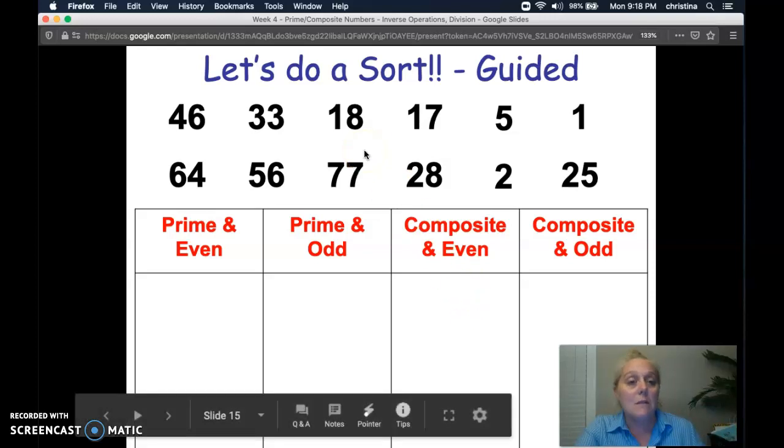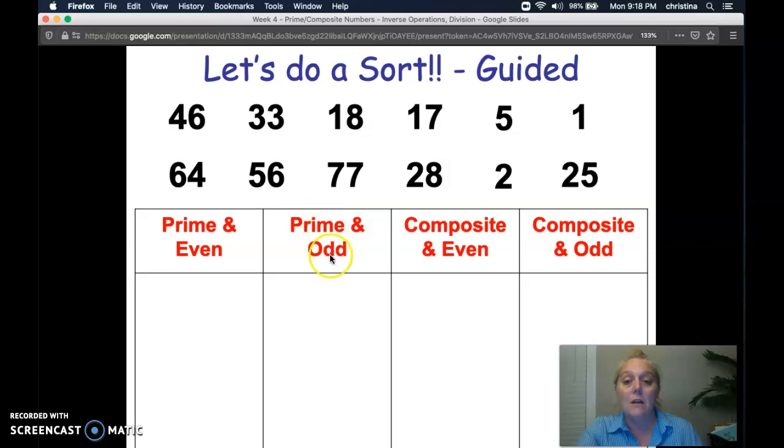Okay, so now let's look at some of our odd numbers here. We've got 33 and we know it's odd. So it's either going to go under prime and odd or composite and odd. So 33 is 1 times 33, but 33 is also a multiple of 3. If you count by 3, you'll get to 33 and it will take you 11 threes. So you can do 3 times 11. So 33 would go over here under composite and odd, along with the number 77 because 77 is 7 times 11. So it has more than 2 factors as well. So 33 and 77 would go over here under composite and odd.